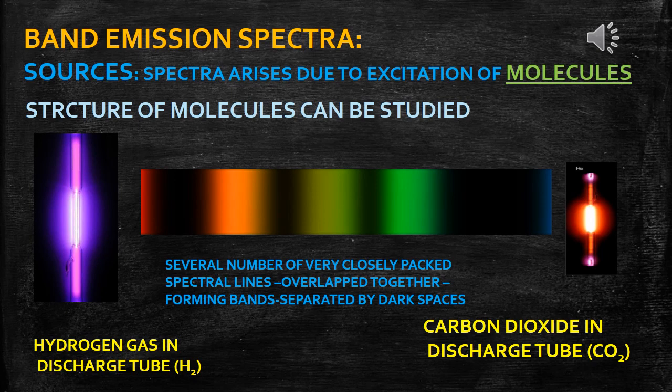At one end of the band, the lines are crowded. If you move from one end of the band to the other end, the number of lines becomes thinner and thinner and fades away. Such kind of spectrum is called band emission spectrum. Here look at the sources. Hydrogen gas in molecular form is filled in a discharge tube. In another discharge tube, carbon dioxide in molecular form is also filled. They are capable of emitting their own band emission spectrum.